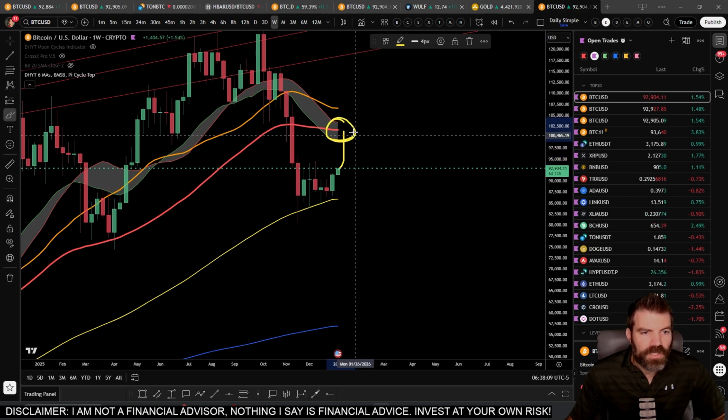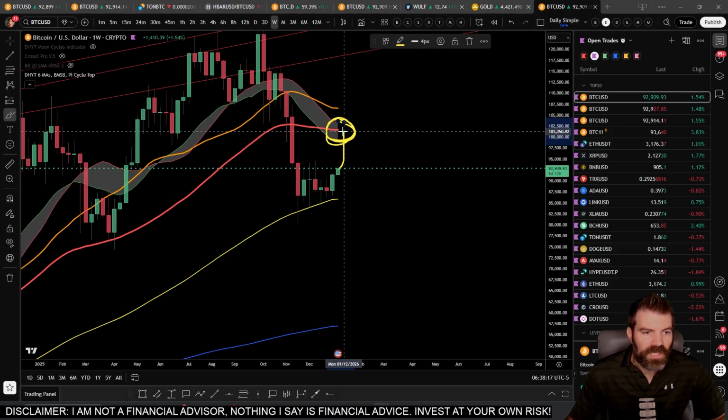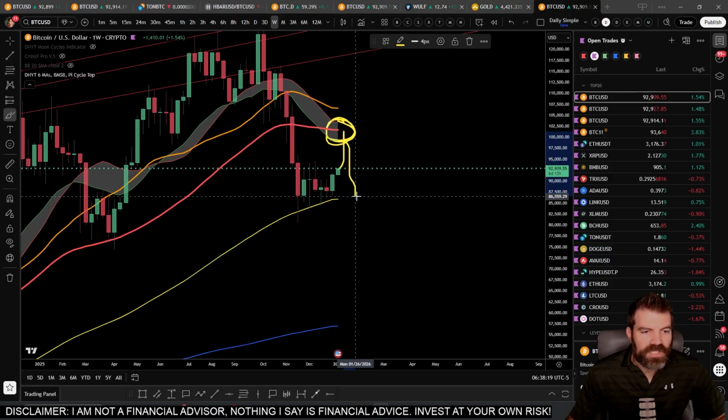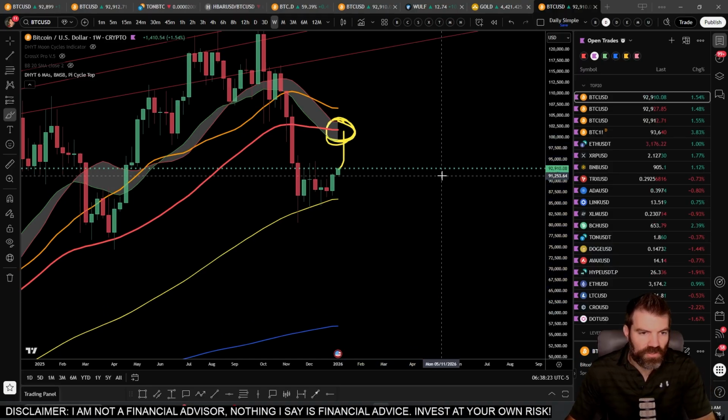There's some confluence here between these three in the 103,000 down to about 99,800 range. We could come up here, come down, retest this yellow line, and then move back down to this blue line. That is one potential for what we could see for Bitcoin here.